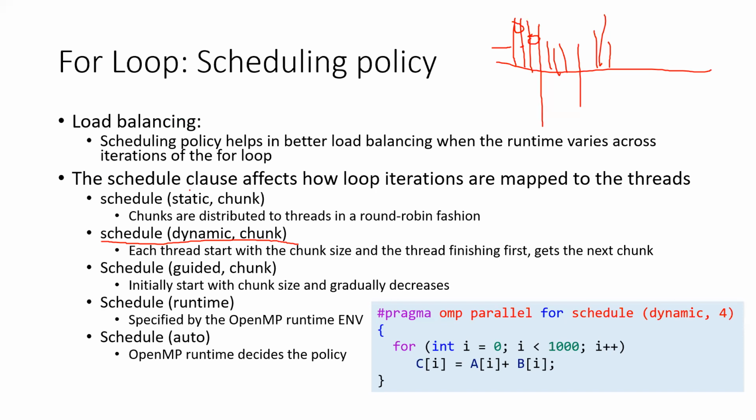Guided scheduling is something different, where you initially start with some set of values, and OpenMP will gradually start decreasing the number of iterations assigned to one thread.